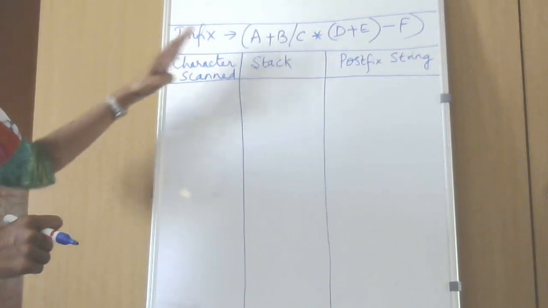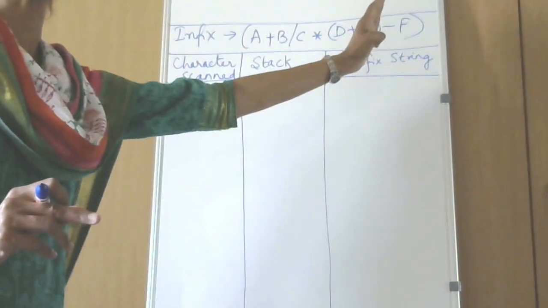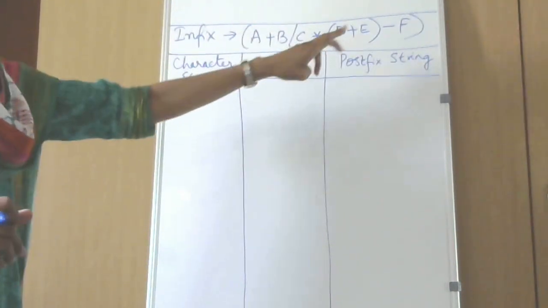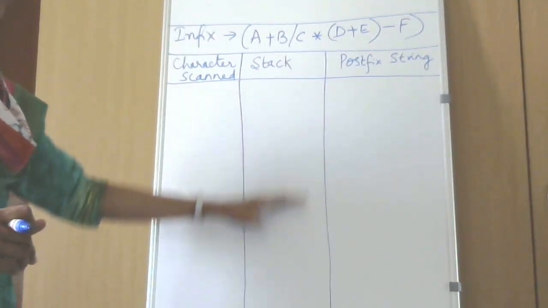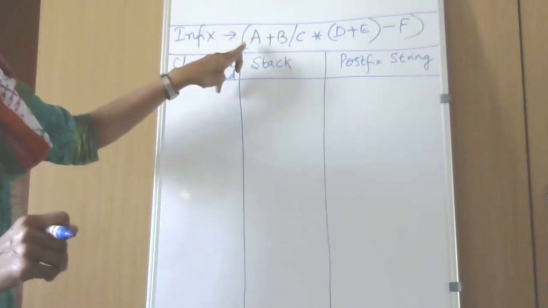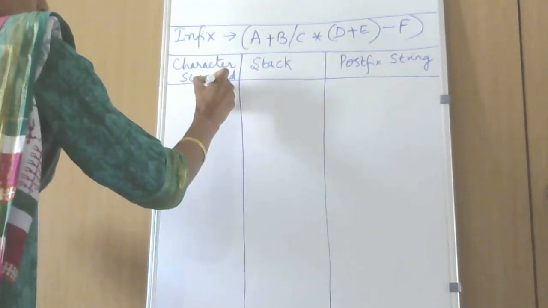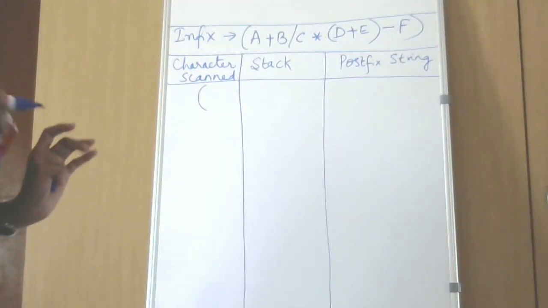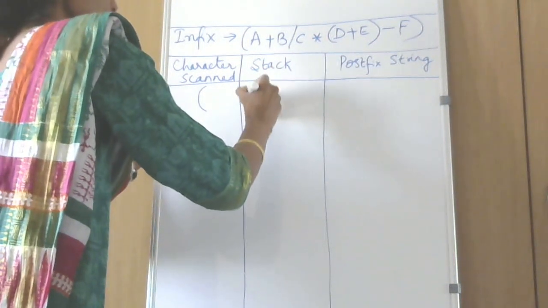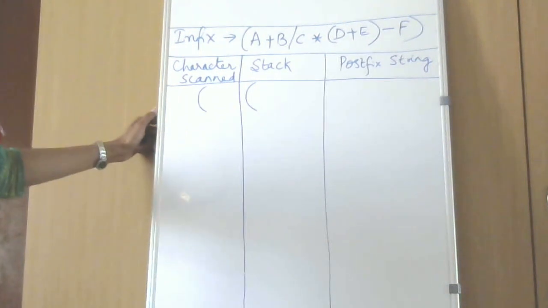The first step is to scan the expression from left to right. As we scan, what are we going to do for each character that we get, and how are we going to utilize the stack? That is what we are going to see. Let us scan each of these characters. The first character is an open parenthesis. When we encounter an open parenthesis, simply put it into the stack. We don't have anything in the postfix expression right now.